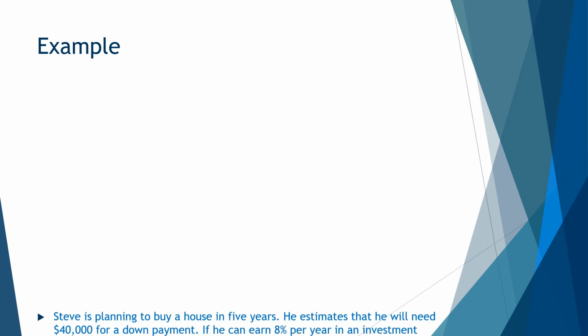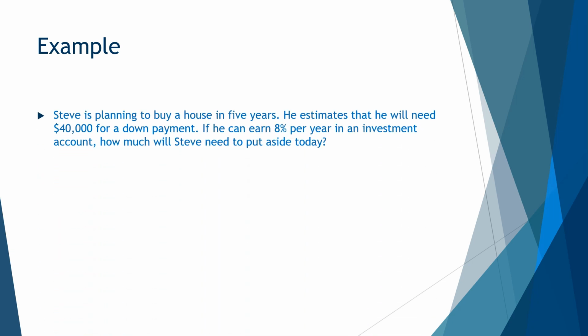Let's do an example. So Steve is going to buy a house. He's planning on buying a house in 5 years. He estimates he will need $40,000 for a down payment. Now, if he can invest that at 8% per year and that money's compounding, how much will Steve need to put aside today? So first thing is we're going to find our present value factor.